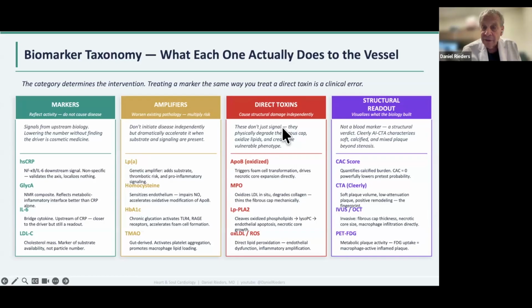And then what are the direct toxins? Well, these are ApoB, oxidized LDLs in here, Lp-PLA2, myeloperoxidase, which is associated with oxidized LDL, which attacks the fibrous cap and promotes this fire going on in the artery. And then we have a structural readout in this.